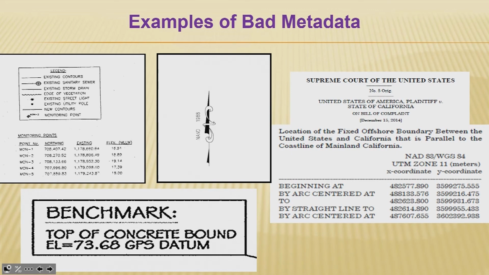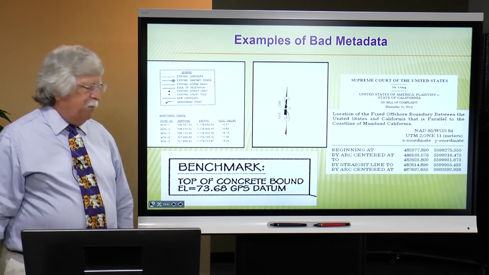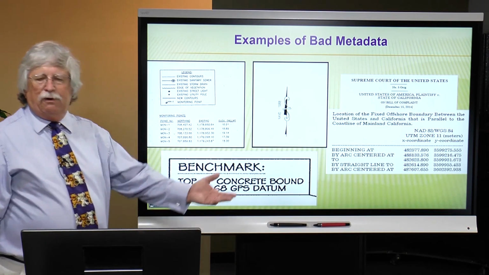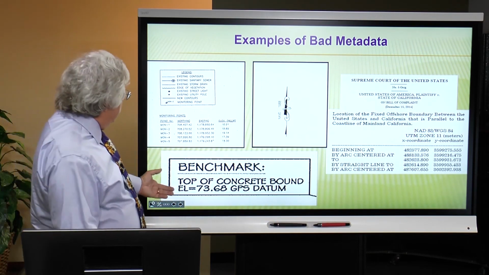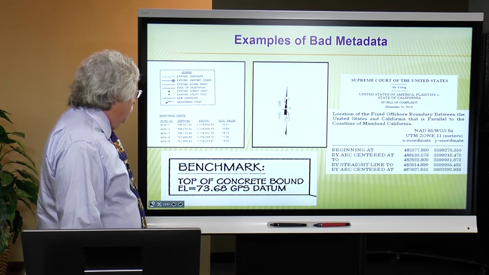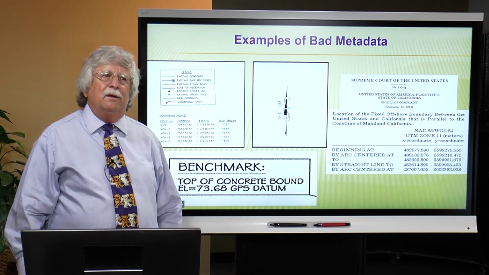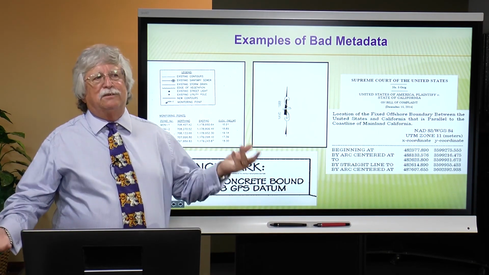Again, some more examples of bad metadata. I do like to point out, in this particular case, we're talking about vertical. So here's one that was picked off a plat from a surveyor. It says top of the concrete bound. So right away that tells me that's probably somebody in New England, because they like to refer to their monuments as bounds. Elevation is 73.68 GPS datum. Well, all right, 73.68 what? Meters? Feet? Chains, poles, rods, varas?